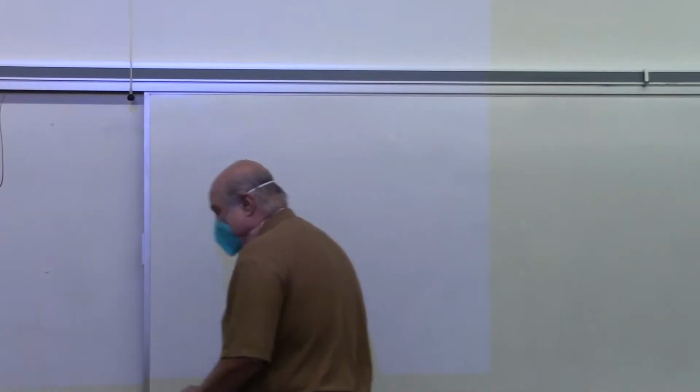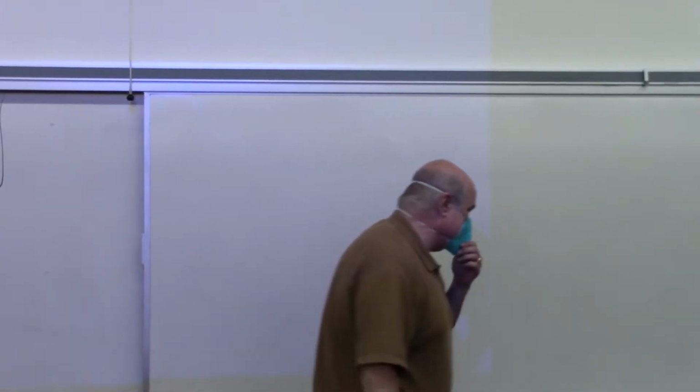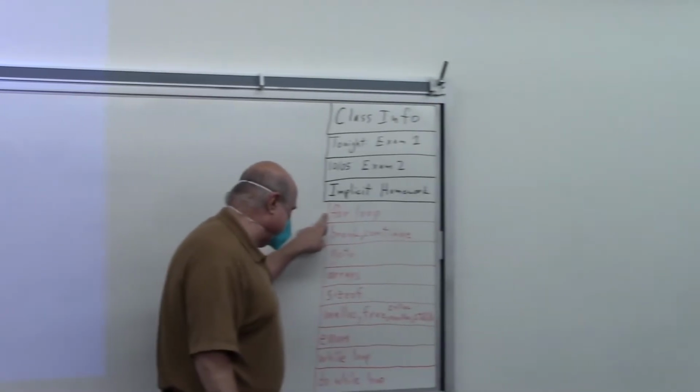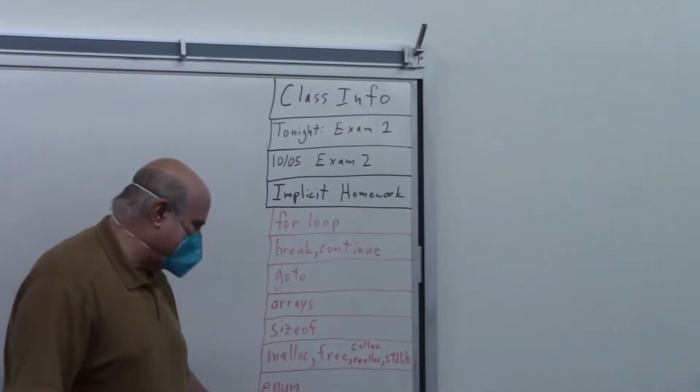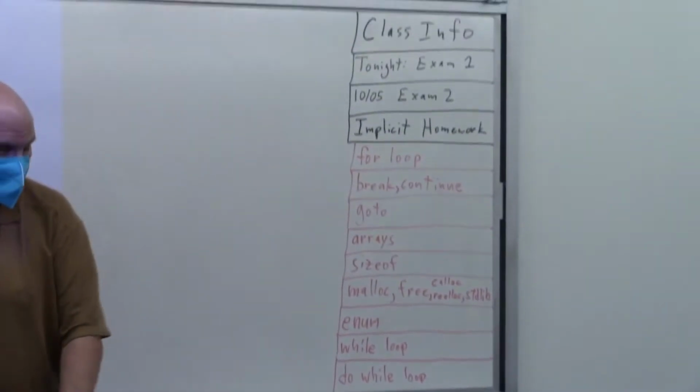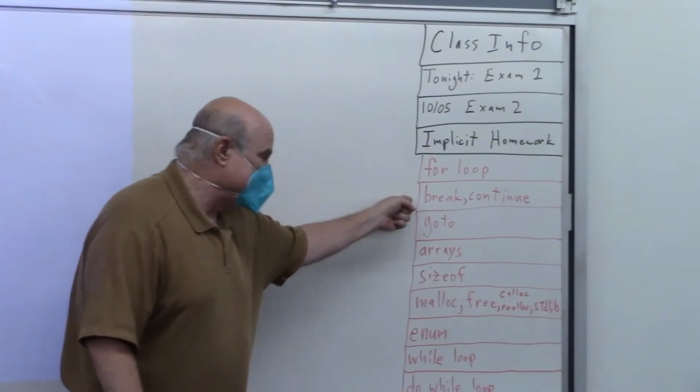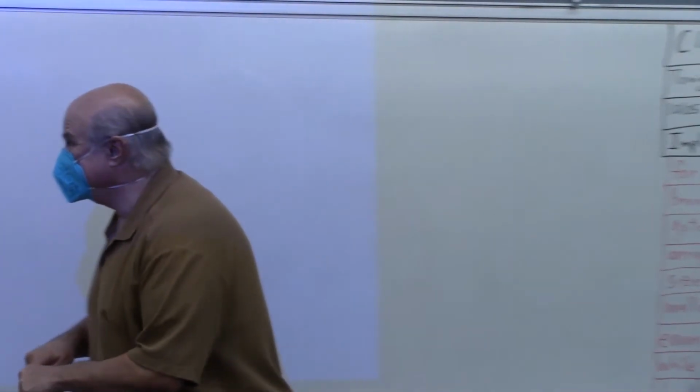For loop. There are multiple kinds of loops that we're going to talk about. We're certainly going to talk about the for loop. We may get to the while loop and the do while loop. We will also certainly get to certain aspects of what you can do with the loop.